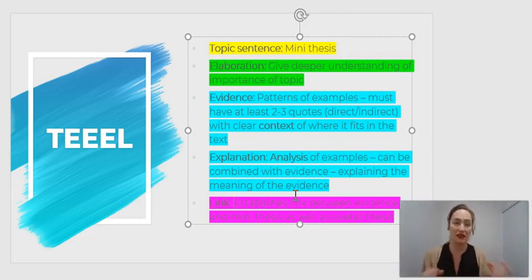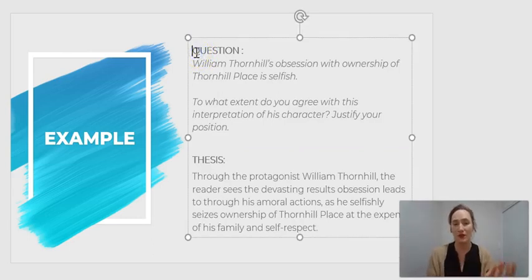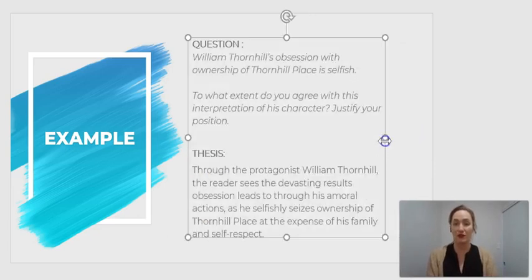Okay, it's the details. So let's look at an example. I'm going to go back to an example I used in the introduction one, which was: William Thornhill's obsession with ownership is selfish. To what extent do you agree with this interpretation of his character? Justify your position. So we're going back to my thesis: through the protagonist, William Thornhill, the reader sees the devastating results obsession leads to through his amoral actions as he selfishly seizes ownership of Thornhill Place at the expense of his family and self-respect. That's an adequate thesis that we're going to use.